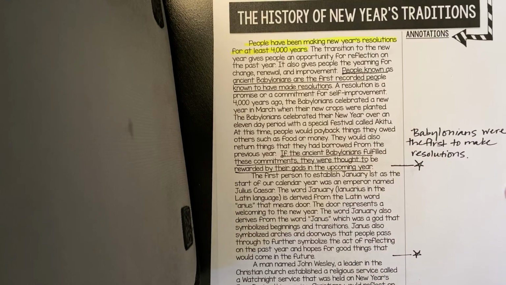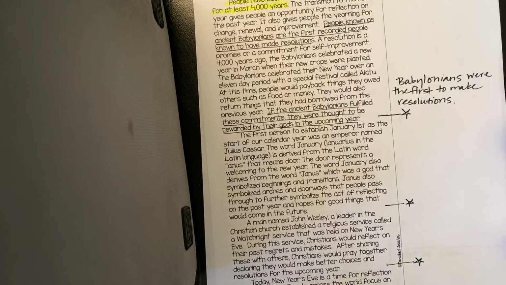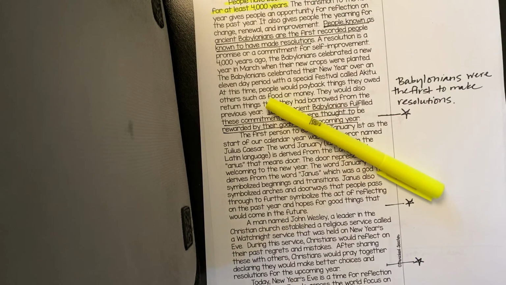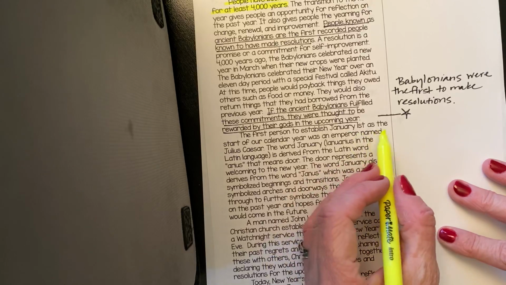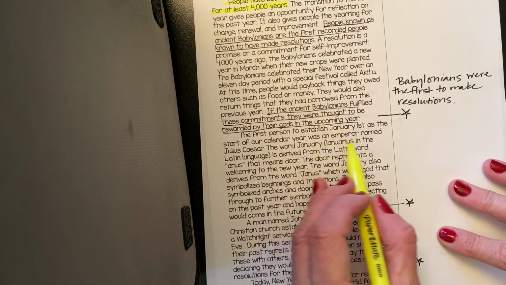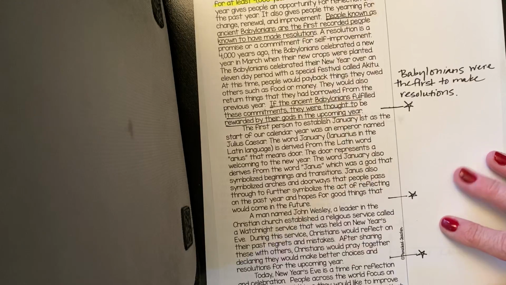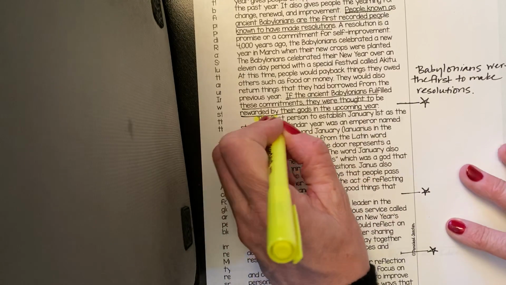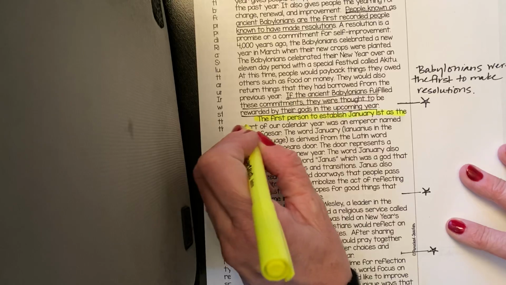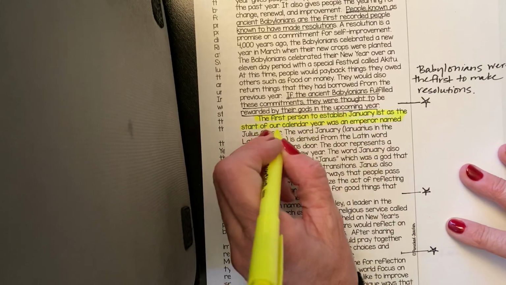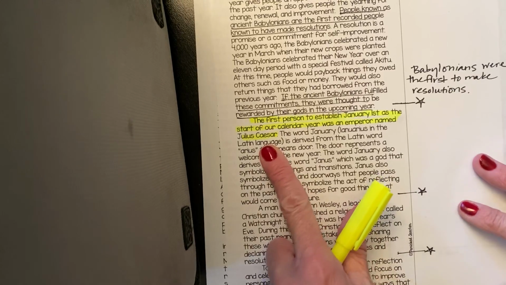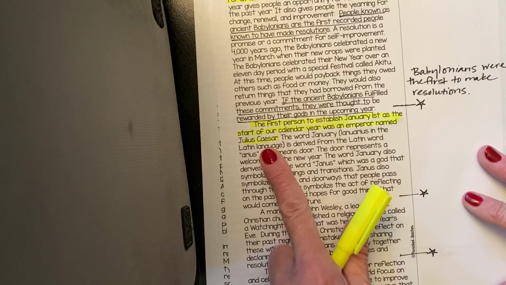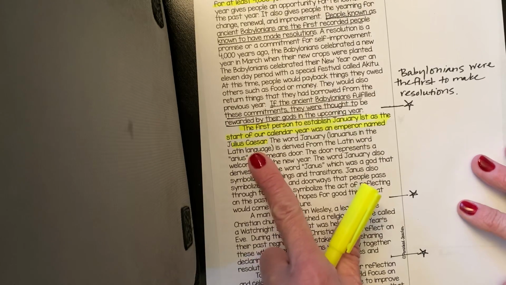And we're going to follow that same process for the next paragraph. Take out your highlighter because we're going to highlight that topic sentence first. The first person to establish January 1st as the start of our calendar year was an emperor named Julius Caesar. Now, I know you know his name. So, did you know that he was the first? He actually named January 1st as the beginning of the calendar year. You may have known that. I didn't know that until I read this article, so I find that very interesting.